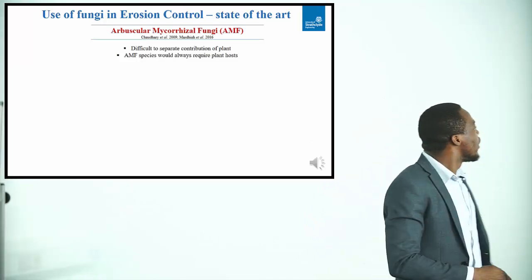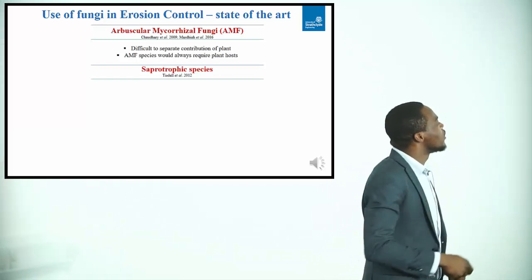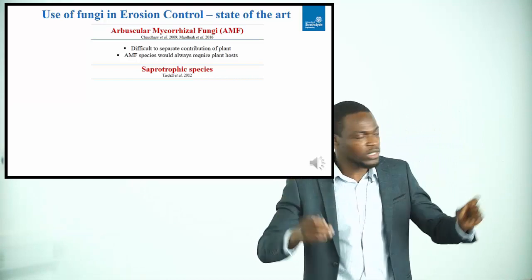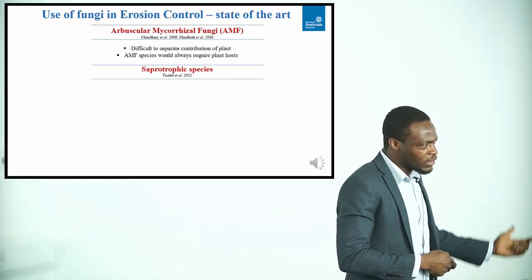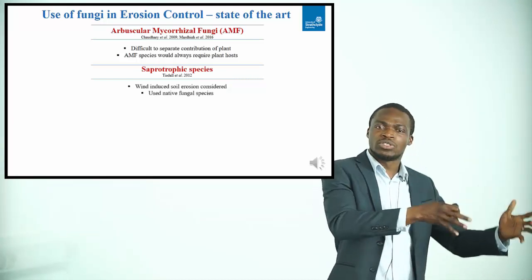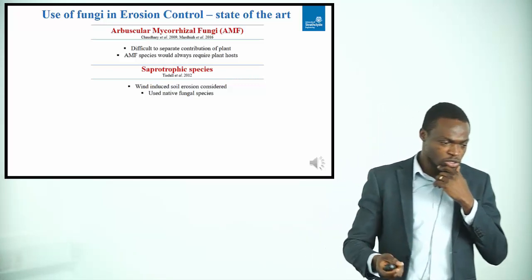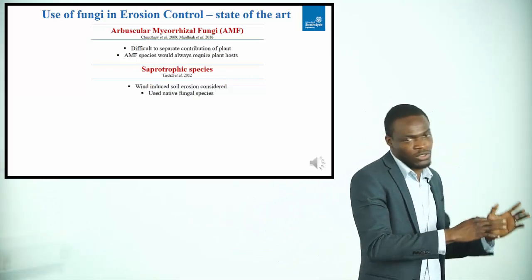So this study has also tried to look at what saprotrophic species, the ones which are not restricted by plants, tend to also bring into the soil. And this is probably the only study that we found that looked at erosion using fungi, but they investigated wind-induced soil erosion, and this was done just by interpreting the abrasive resistance of soils.